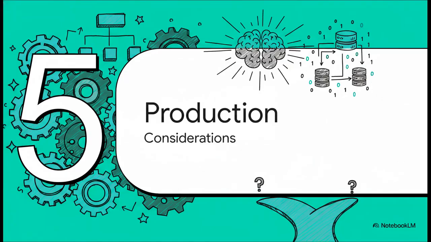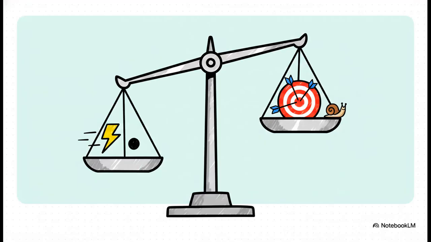Which brings us to part 5, building for production. Getting the theory is great, but shifting into actual production, that requires some tough choices. Building scalable intelligent systems means you are constantly forcing engineers to balance competing priorities. The first major design trade-off is balancing raw speed against semantic accuracy.